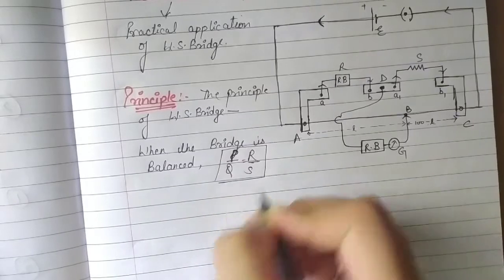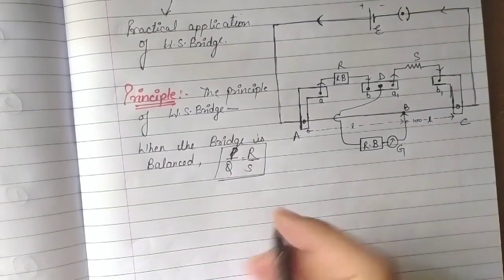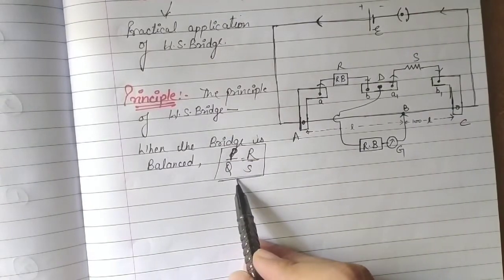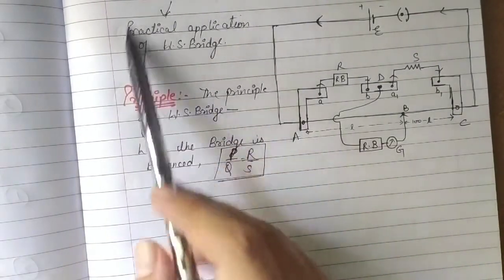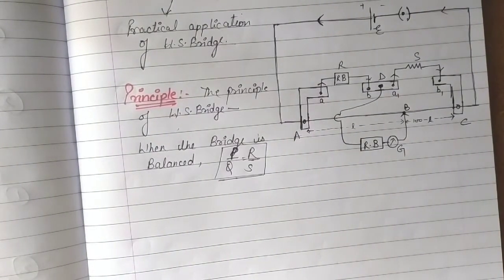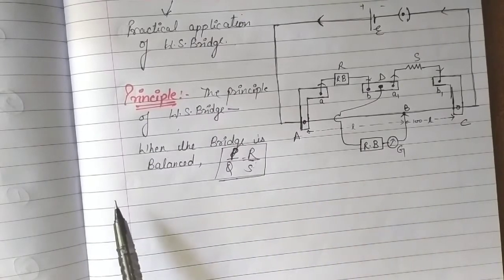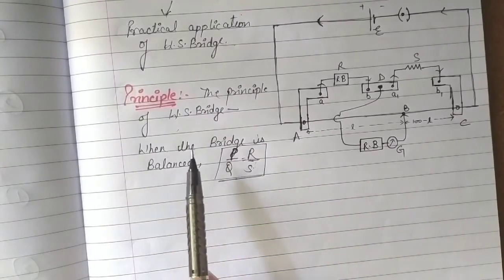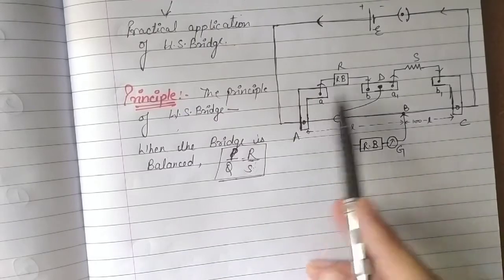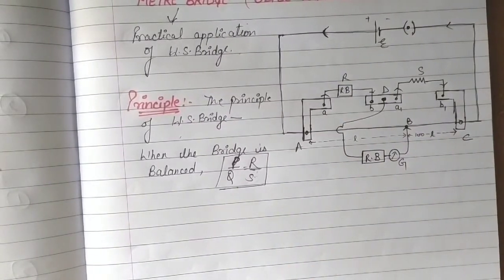This was the principle for Wheatstone bridge, which is the same in case of meter bridge or slide wire bridge, as it is a practical application of Wheatstone bridge only. So the same that we have done in Wheatstone bridge is working here. We are going to find an unknown resistance capital S using the principle of Wheatstone bridge, and practically the instrument that we are using is the meter bridge, right? So let's talk about the construction of meter bridge.